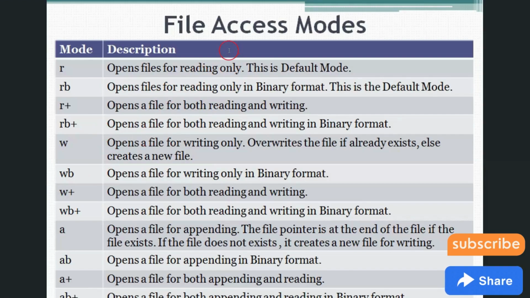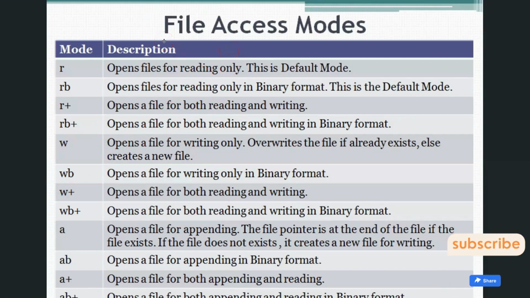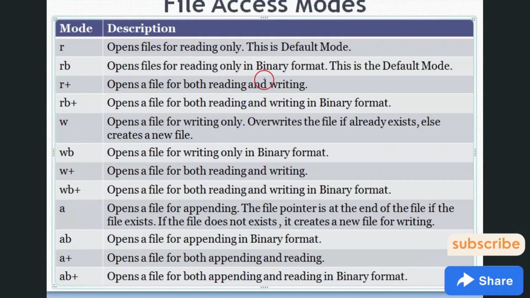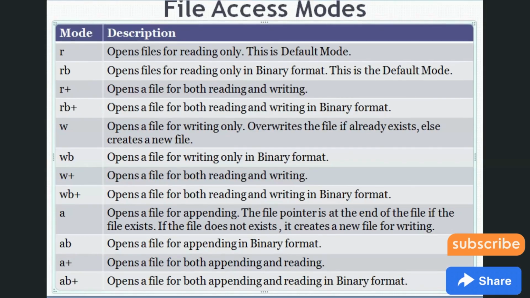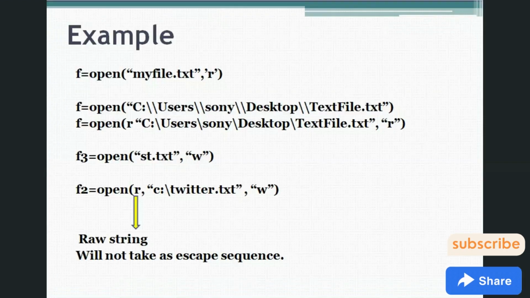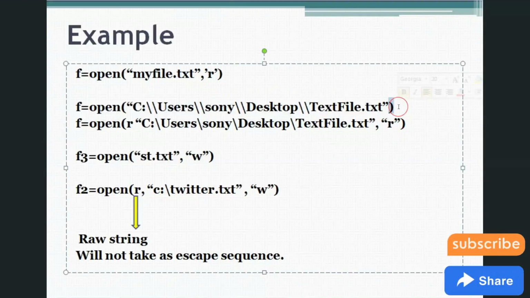So next is file access modes. We have several accessing modes. The first one is R mode. What is the mode description for R? It opens a file for reading only. This is the default mode. As I said before, if we have not mentioned any mode for the file, as in the second example, it is taken by default as R mode.